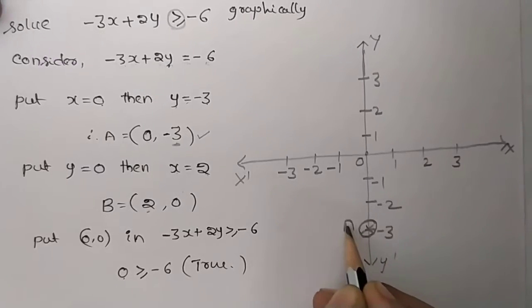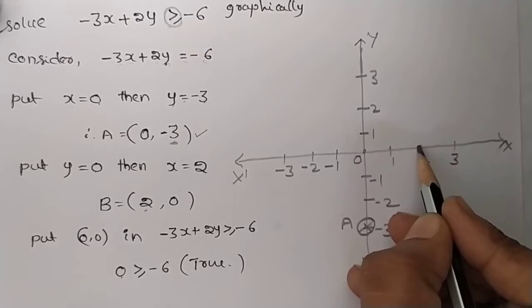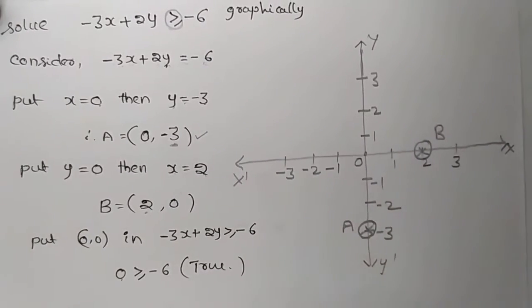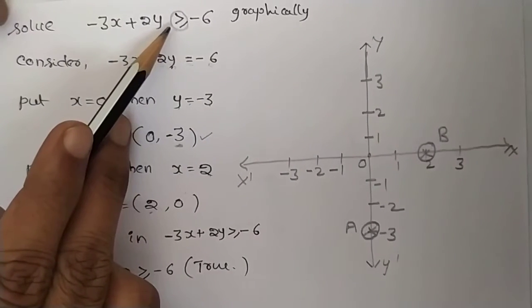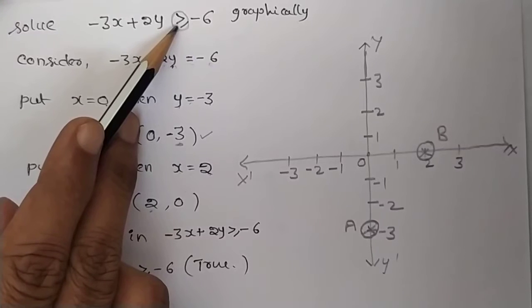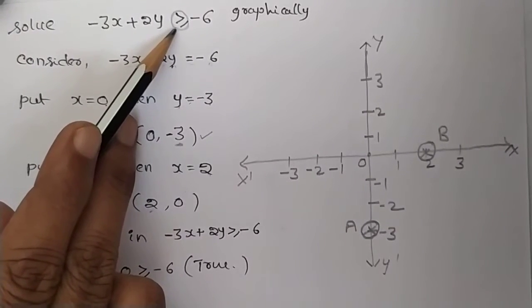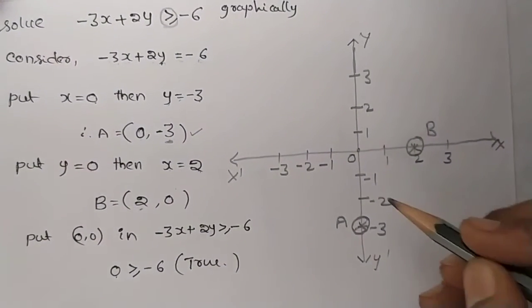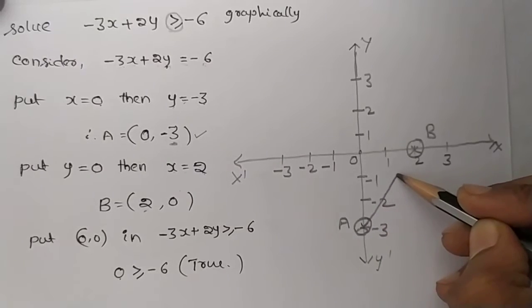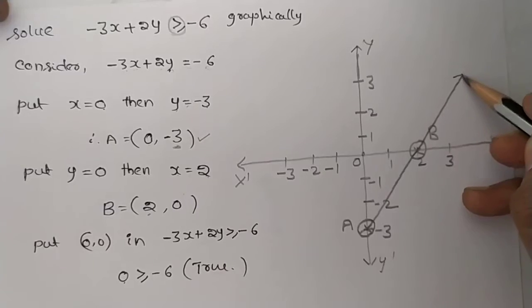A is 0 comma minus 3. B is 2 comma 0: x is 2, y is 0. It is the point B. I already told you that in the inequality he is given the symbol greater than or equal. If it is greater than or equal, we have to draw the line as a thick line. Draw this line as a thick line. Kindly use a scale along with a pencil.